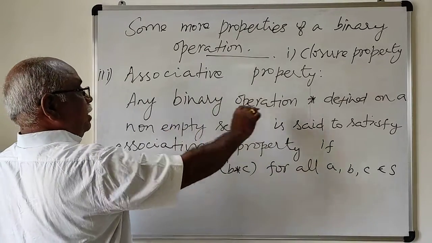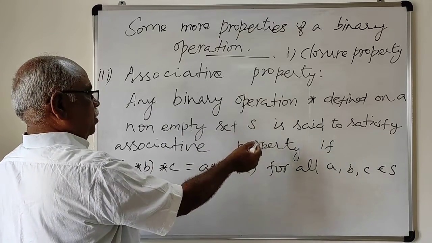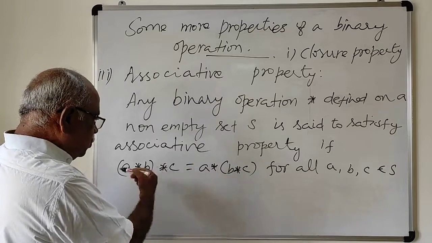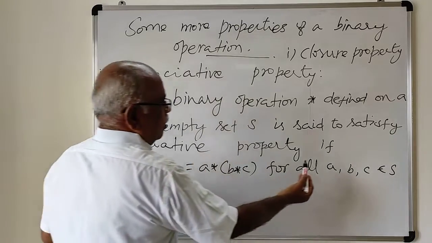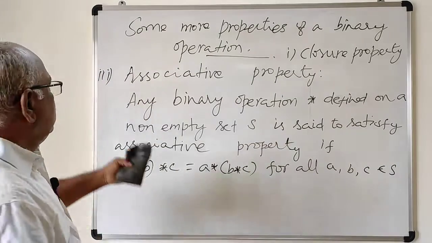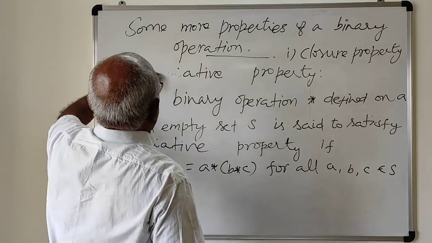Associative property. Any binary operation star defined on a non-empty set S is said to satisfy associative property if (a star b) star c equals a star (b star c). We can associate it like that for any three elements in the set S. This is called associative property. And fourth one, existence of identity property.